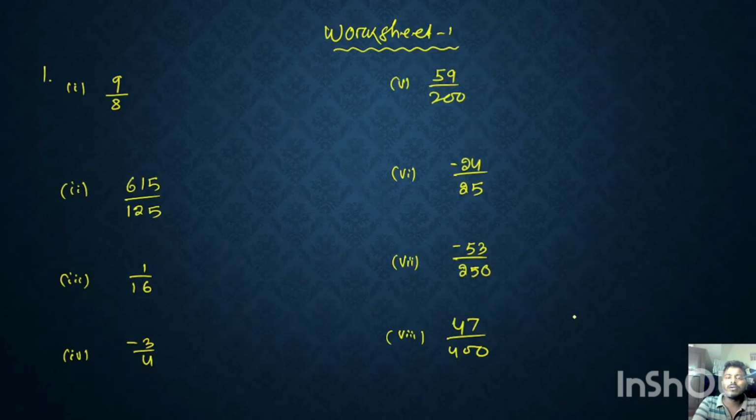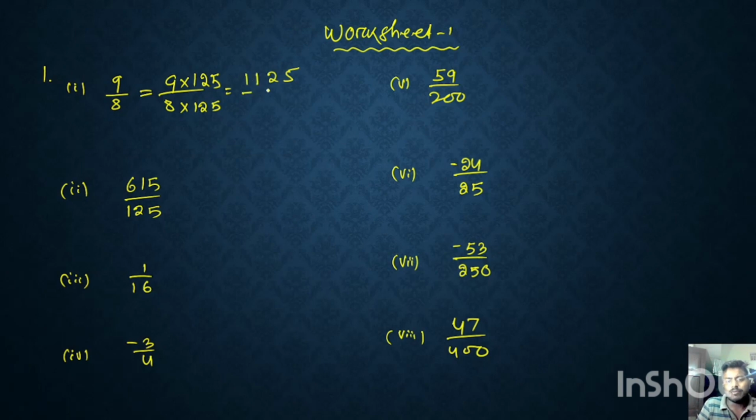Now coming to worksheet 1, the first question, that is question number 1(i), 9 by 8. Similarly, we multiply 9 and 8 both by 125. Now multiply: 9 fives are 45, 9 twos are 18, plus 4 is 22, carry 2, 9 ones are 9, plus 2 is 11.